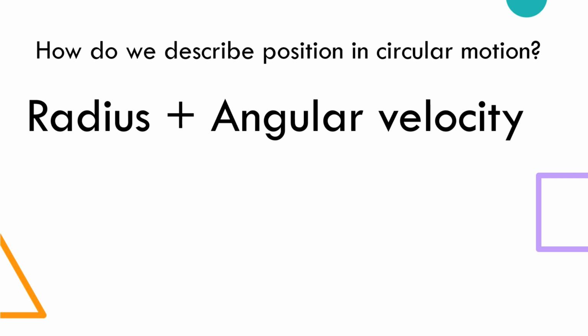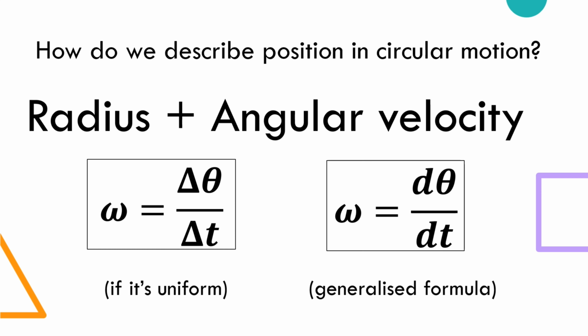So there are two formulas here for angular velocity. Well, they're basically the same formula, but one of them is a special case, the other one is more general. Omega, the angular velocity, is the rate of change of the angle theta. If it's uniform, if the speed and thus the angular velocity is constant, then theta is increasing in a linear fashion, and thus its slope, its derivative, is constant. So it's delta theta over delta t. The general formula that applies to all types of circular motion is d theta over dt, the derivative.